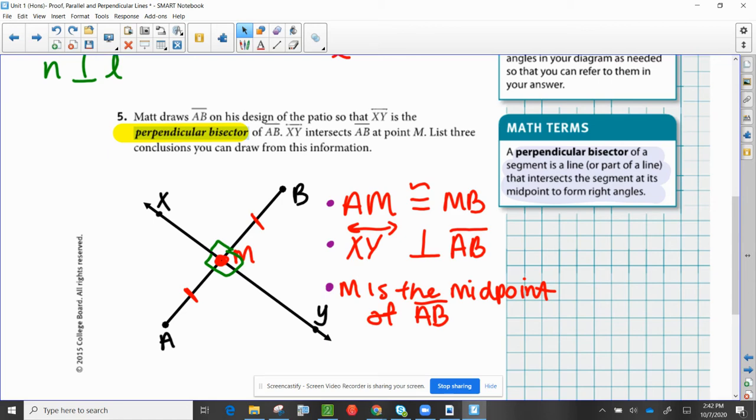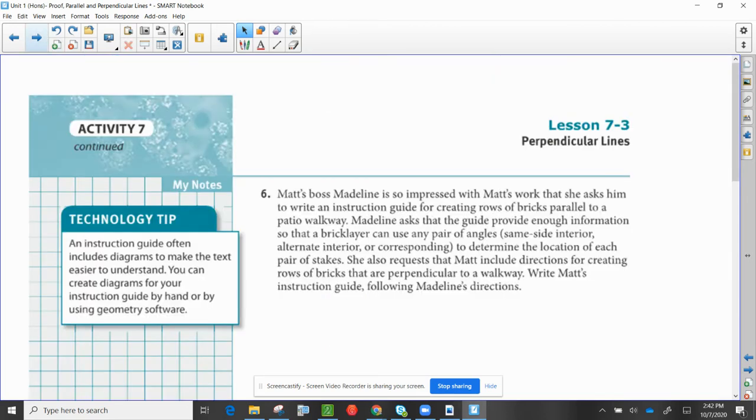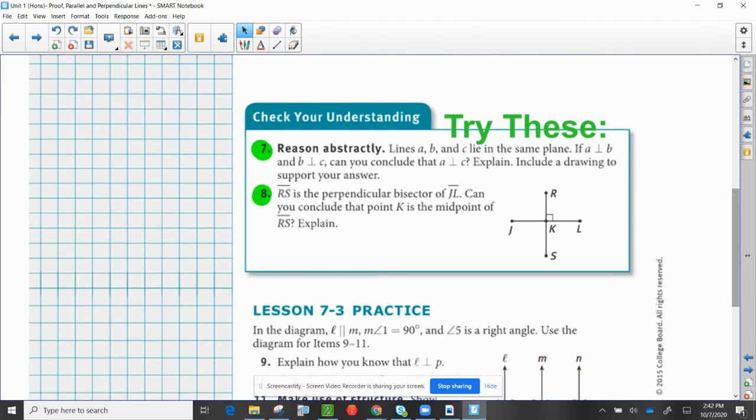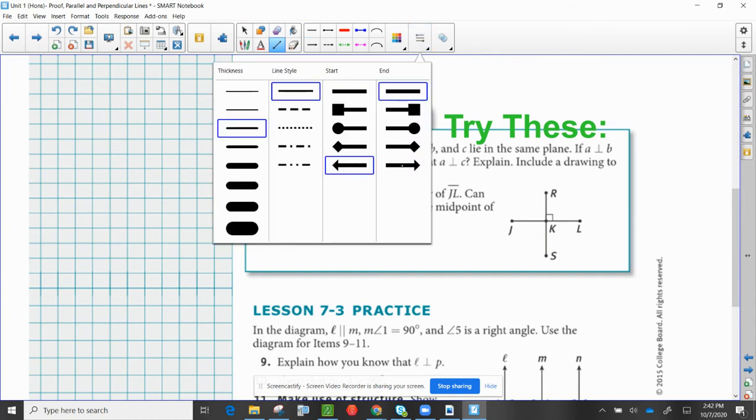So let's flip to the last page here and do some problems that apply this. So jump to that, check your understanding. Let's look at lines A, B, and C. They say lines A, B, and C lie in the same plane. A is perpendicular to B, and B is perpendicular to C. So let's draw that first before we actually start doing too much.